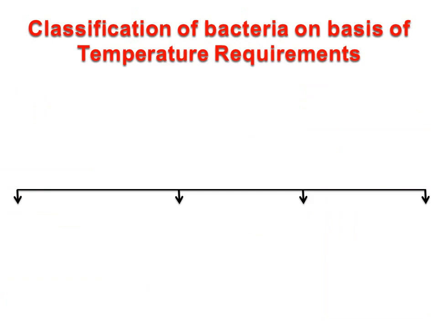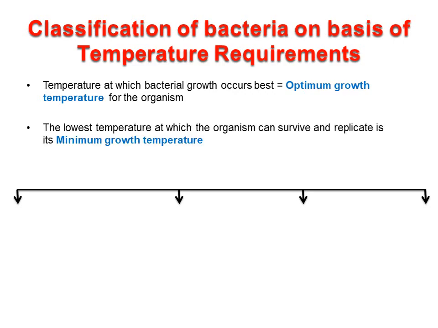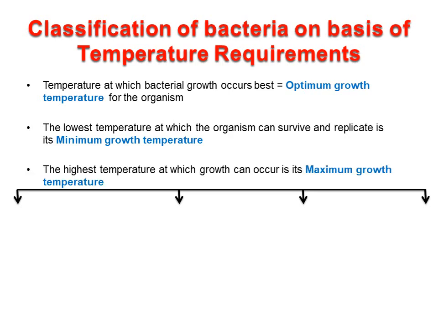Classification of bacteria on the basis of temperature requirements. Microbes can be classified according to the range of temperatures at which they can grow. The temperature at which bacterial growth occurs best is the optimum growth temperature for the organism. The lowest temperature at which the organism can survive and replicate is its minimum growth temperature. The highest temperature at which growth can occur is its maximum growth temperature.